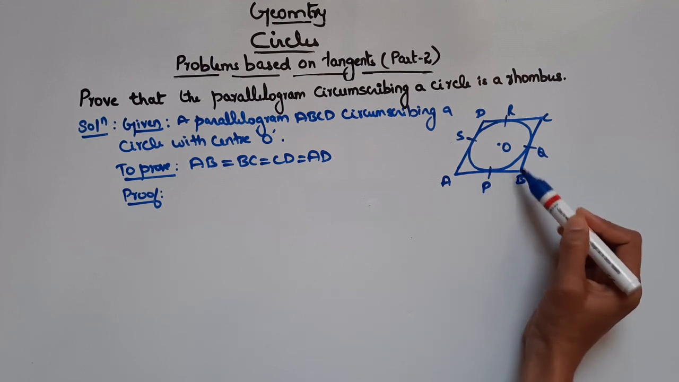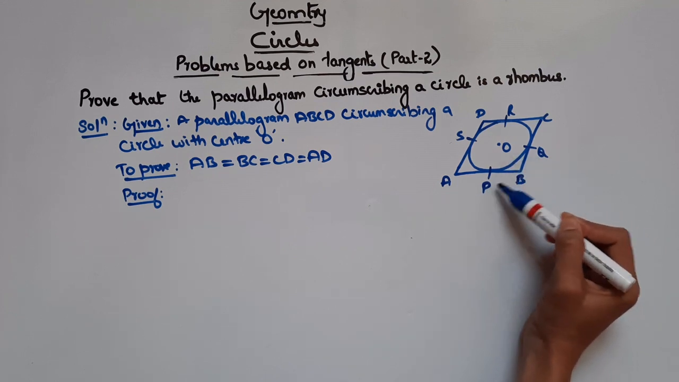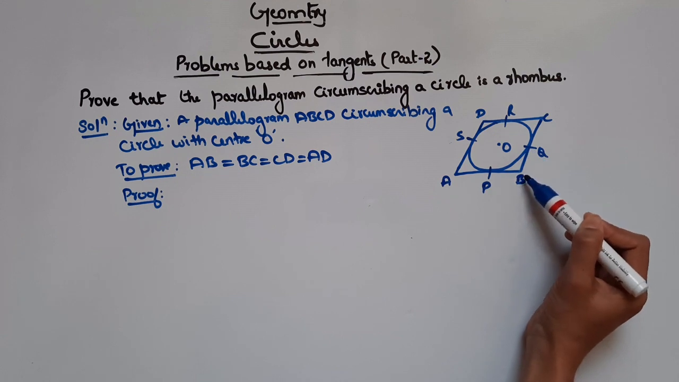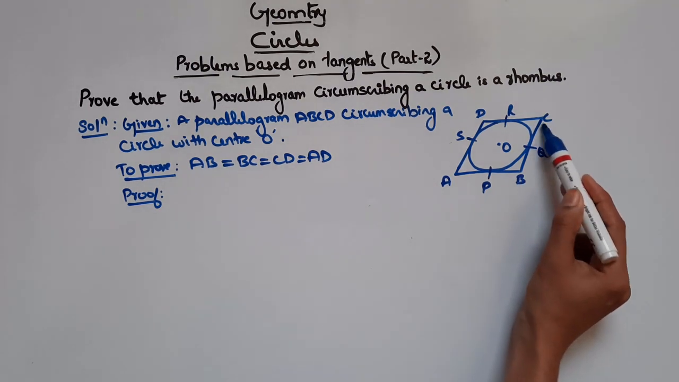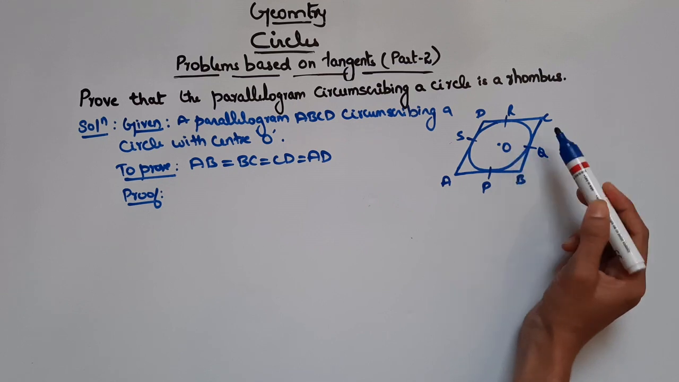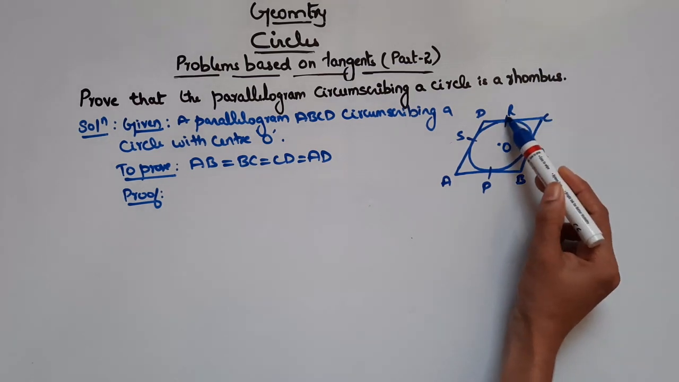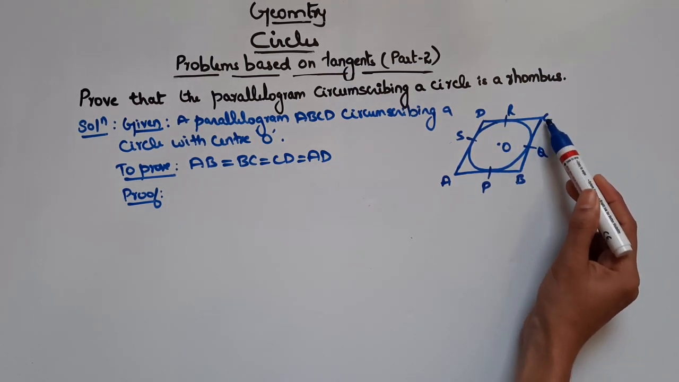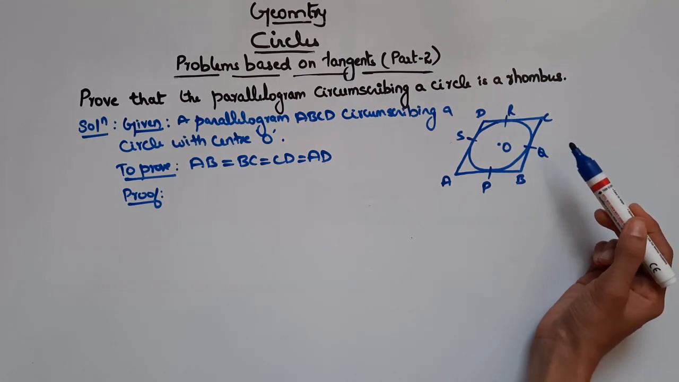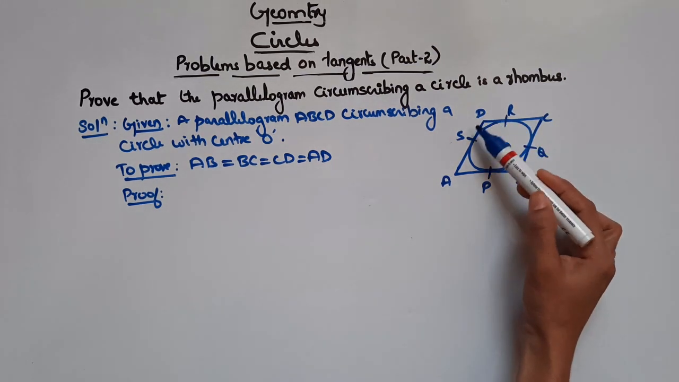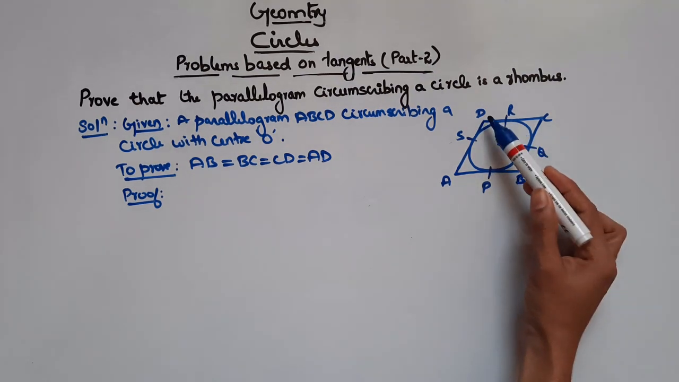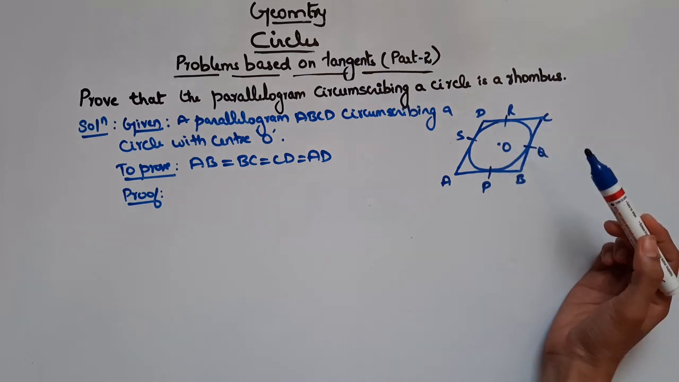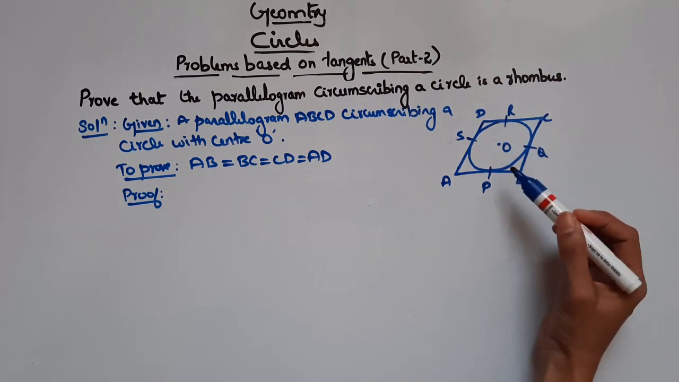Similarly point B is an external point to the circle and BP and BQ are the tangents from point B. So by theorem we can say BP is equal to BQ. In the same way point C is an external point to the circle and the tangents here are CQ and CR. So by theorem we can say CQ is equal to CR. And also from point D, DS and DR are the tangents to the circle from an external point. So by theorem we can say DS is equal to DR. Right? So first let's write that.